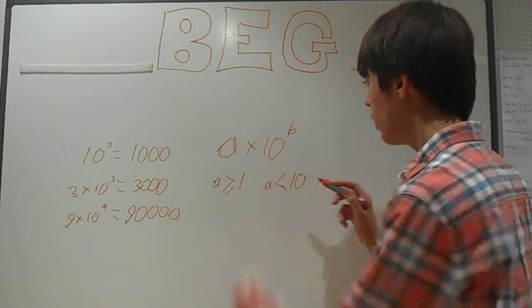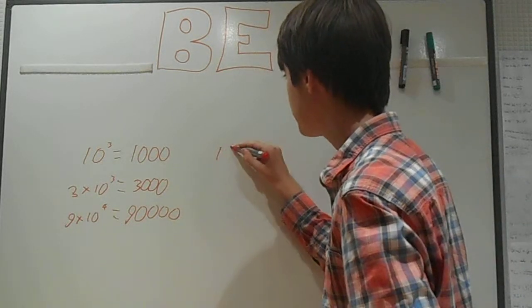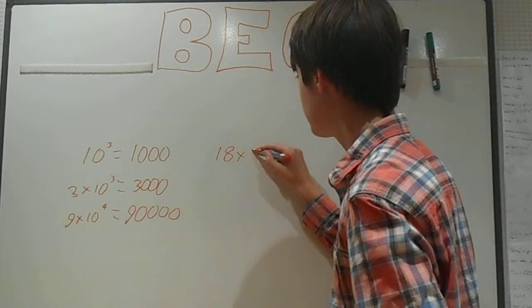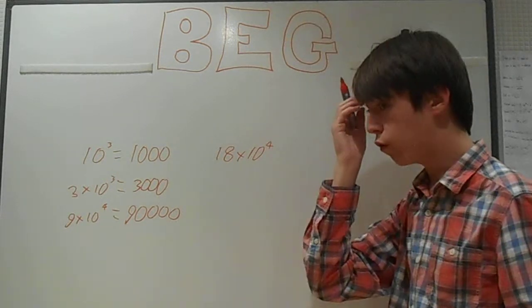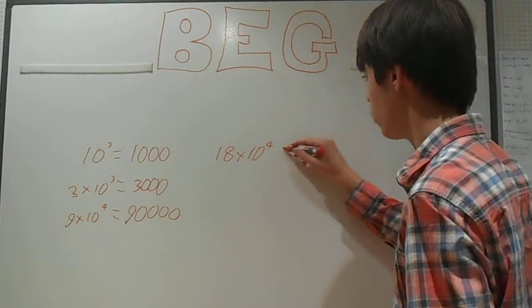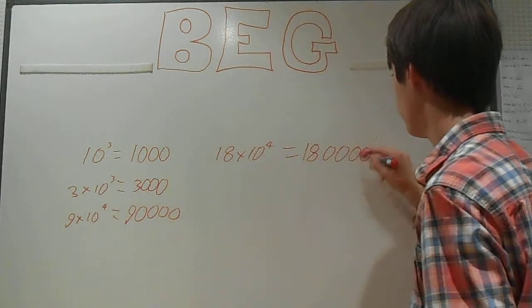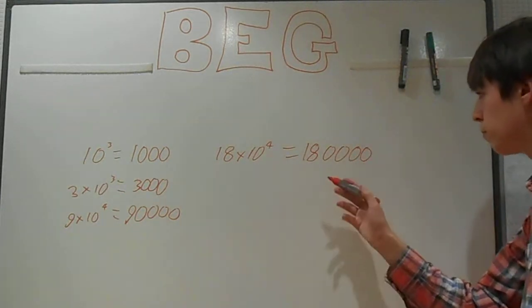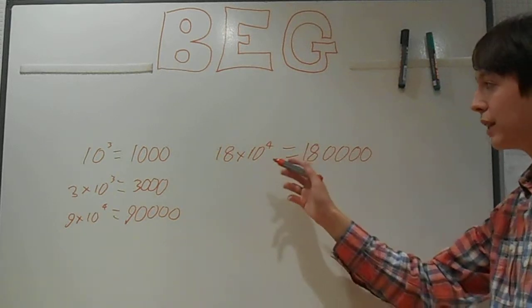So, what if you had something like 18 times 10 to the 4, and you want to put that in standard form notation? Well, what we know is that that is 18 followed by 4 zeros. So 18 followed by 1, 2, 3, 4 zeros. Okay? And that's 180,000. However, how do we put that into standard form?